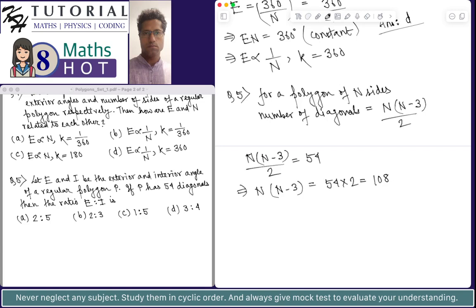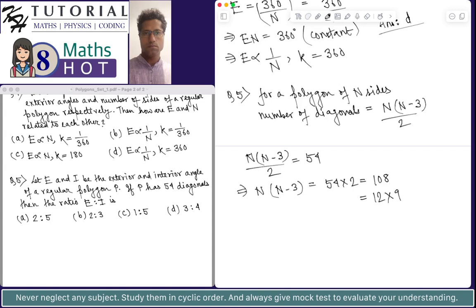N is a natural number, and of course for a polygon n has to be greater than or equal to 3. So n is any natural number greater than or equal to 3 such that n into n minus 3 is equal to 108. Now this should come from basic concepts. You must be able to create two such factors of 108. So this will be 12 into 9. If you consider 12 into 9, the difference is 3 and the product is also 108.